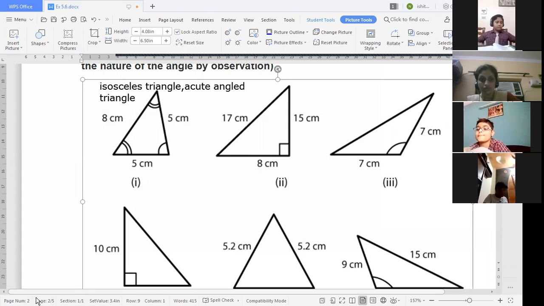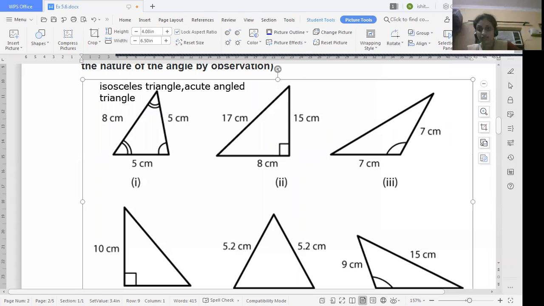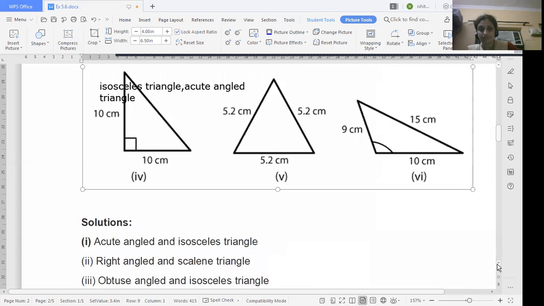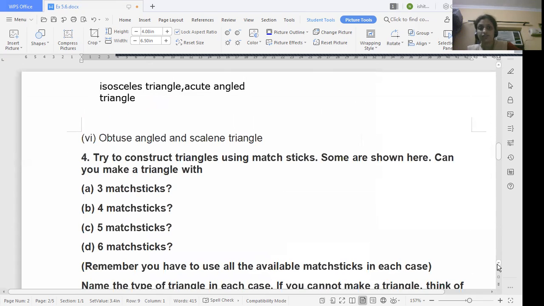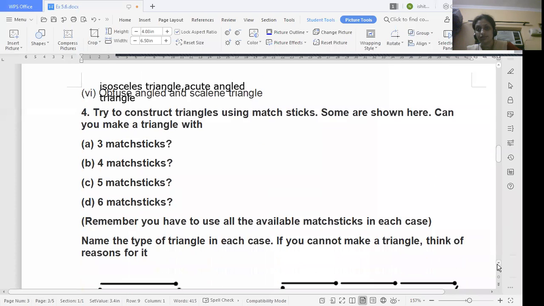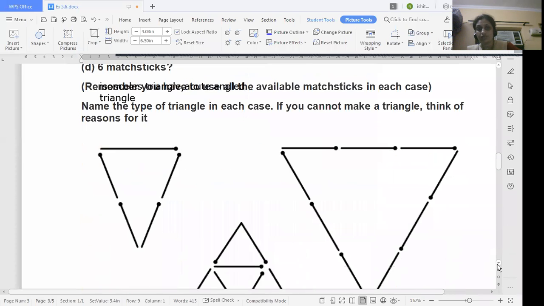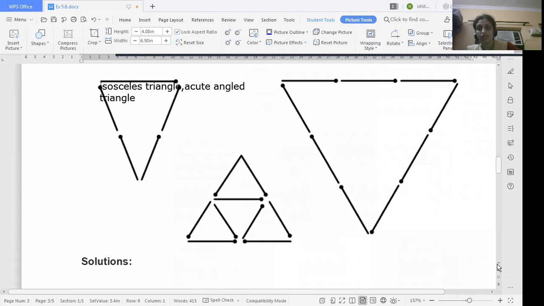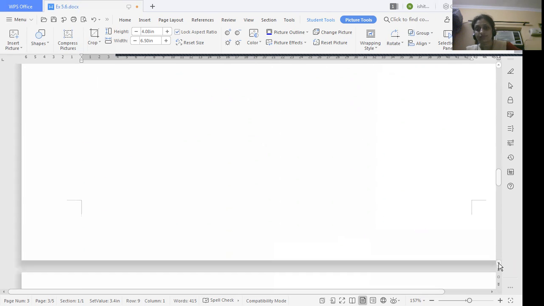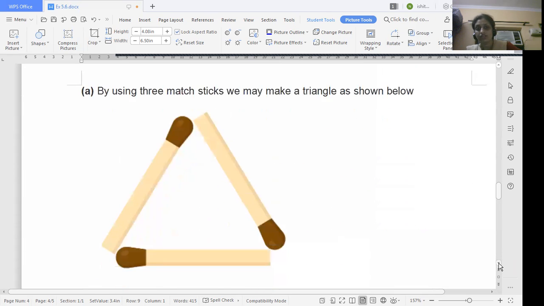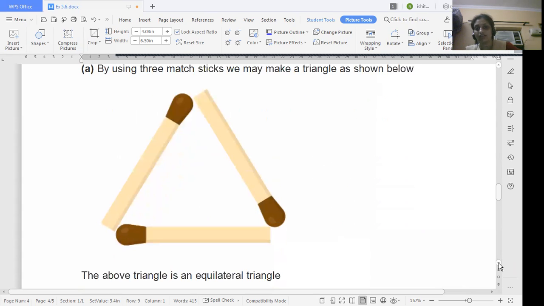We have to construct the triangle using the matchstick here. So take out your matchstick and your Fevicol in your hands. Try to construct the triangle with 3 matchsticks. These are some examples which are given in your book. But we have to make a triangle with 3 matchsticks. Can you make it? See, in this way, make a triangle with 3 matchsticks.